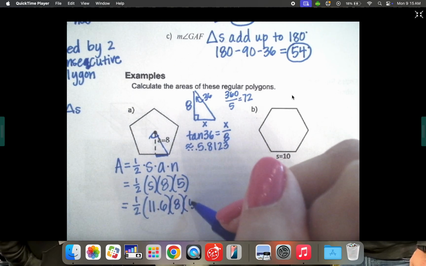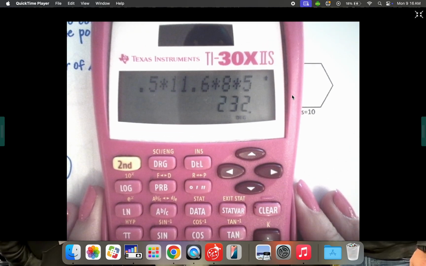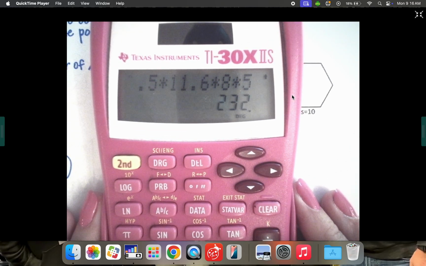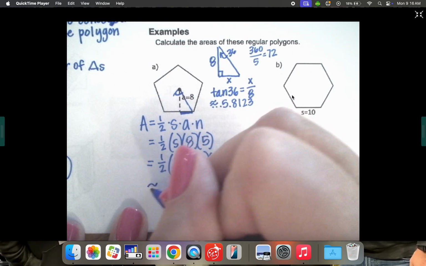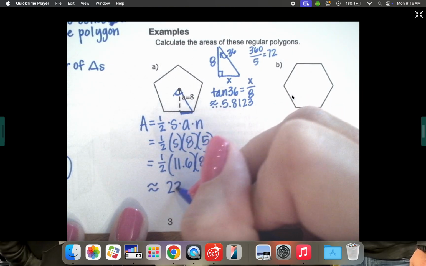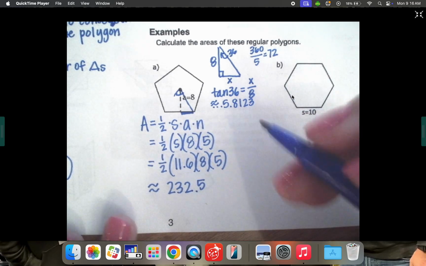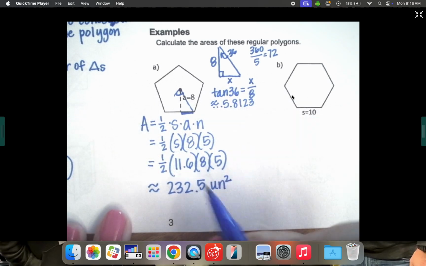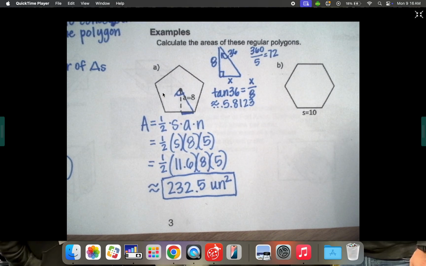And now we're not missing any information, so we can just go ahead and calculate that straight across. We have half of our side length, so 0.5 times 11.6 times 8 times 5. And we got a grand total of about 232. I know it depends on what you're rounding to, but you should have gotten something close to this. Your homework will tell you what to round to, so just pay attention to that. And since we're calculating area, area is always units squared. It didn't give us what the unit is, so I'll just put UN. There you go.